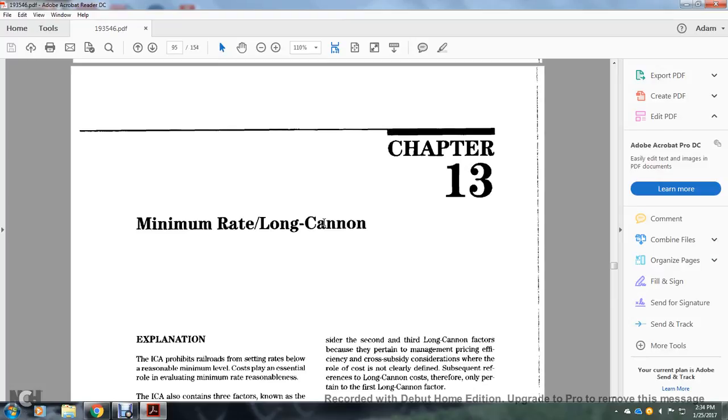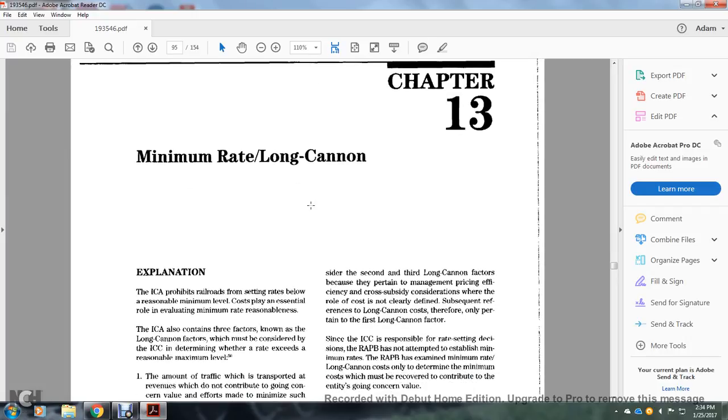All right, Chapter 13, Minimum Rate, Long Canon. The Interstate Commerce Act prohibits the railroad from setting rates below a reasonable minimum level, which plays an essential role in evaluating minimum rate reasonableness.